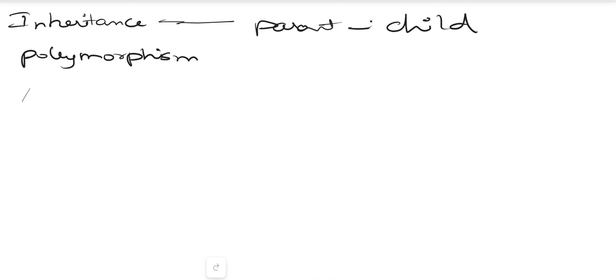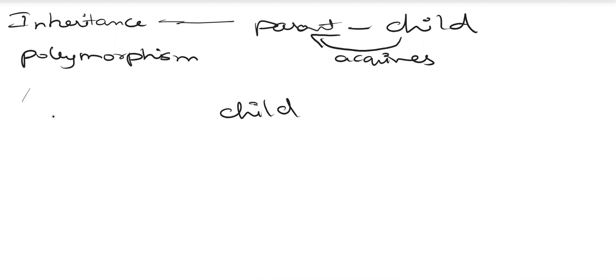So what is the parent-child relationship? The child acquires the properties of the parent. This is known as inheritance. As we know from normal inheritance, the same is applied here. So in this, let's consider a child class and a parent class. This is a parent class and this is a child class.